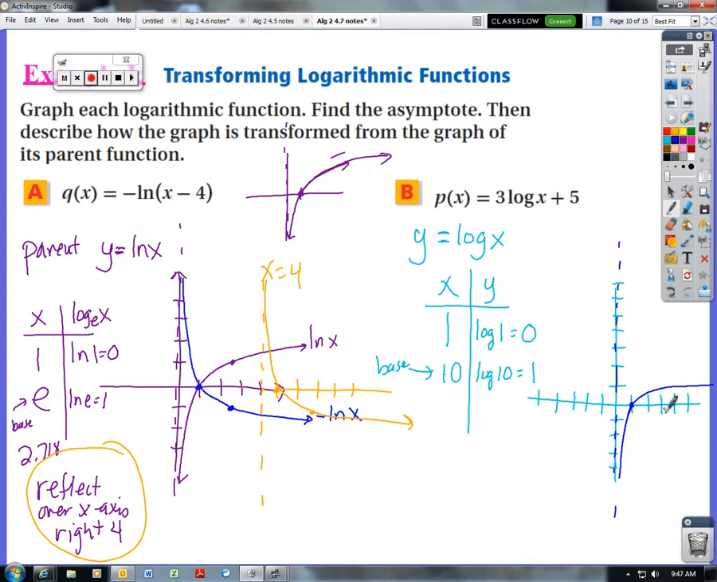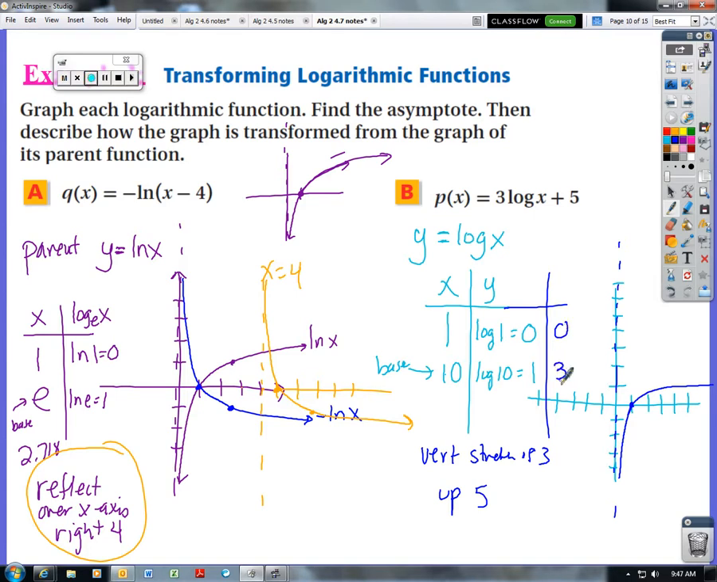Okay, now our transformations. We have a 3 multiplied out front. That means it's going to be a vertical stretch of 3. And then everything is shifted up 5. So if I want to do my vertical stretch, I'm going to do it in this column. That means I need to multiply my y's by 3. So 0 times 3 is still 0, and 1 times 3 is 3.